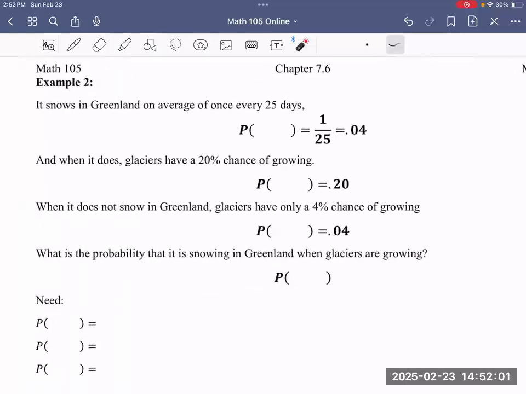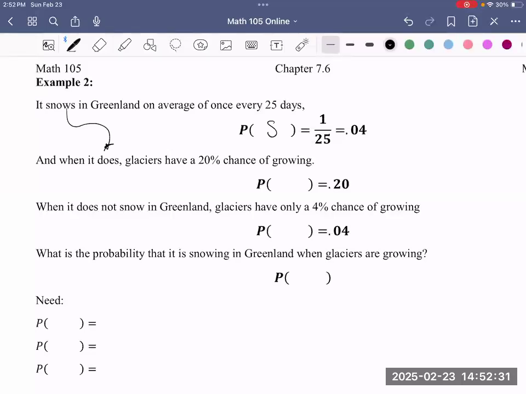Now it says it snows in Greenland on average of once every 25 days. So what do we believe? Let's say S is snow and G is going to be used for growing glaciers. So if we're just talking about snow here, let's just say, hey, the probability that it's going to be snowing is 1 in every 25 days. So about 4%.